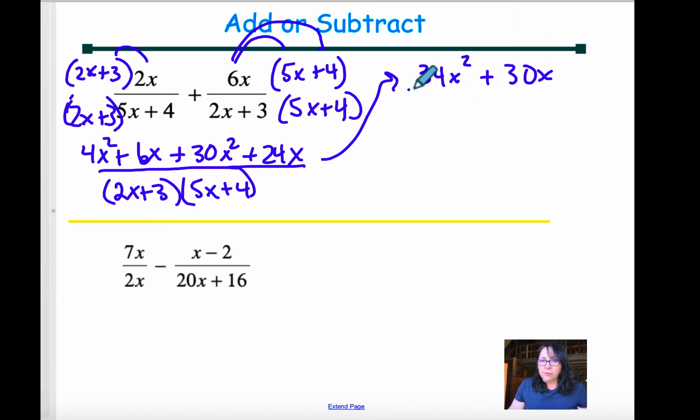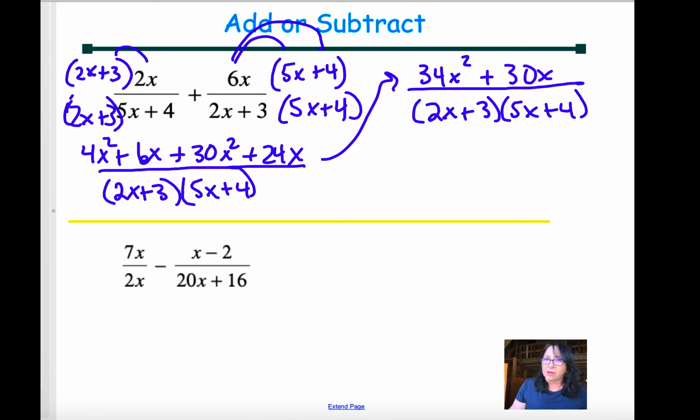And then over these 2x plus 3, and then 5x plus 4. Now, I'm wondering if I can factor something out here. So I'm looking at these two values here, and I know for sure I can factor out an x. What can I factor out of 34? Maybe a 2, right? As that's 2 times 17. So I get 2x times 17x plus 15.